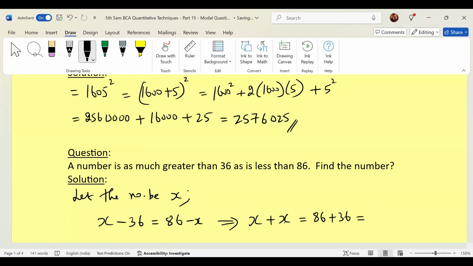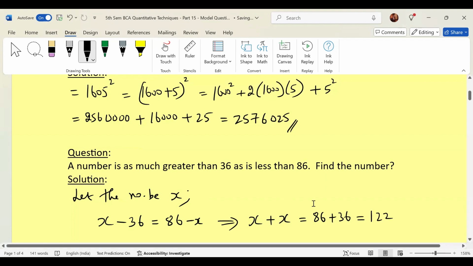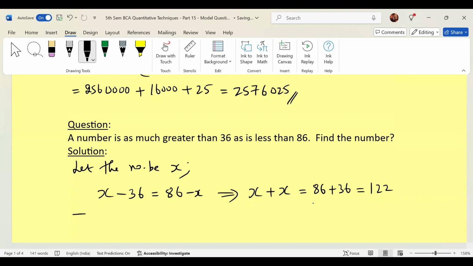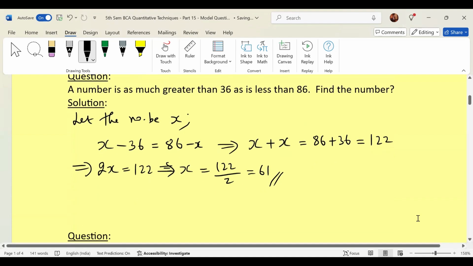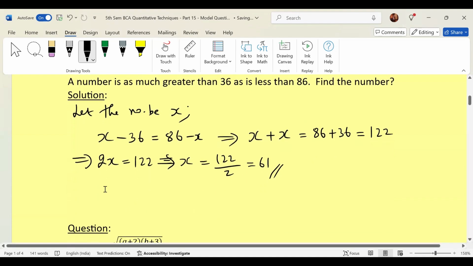So 86 plus 36 becomes 122. Now we have 2x is equal to 122, which means our x will be 122 divided by 2, that will become 61. That will be the solution for this question. Let us move on to the next question.